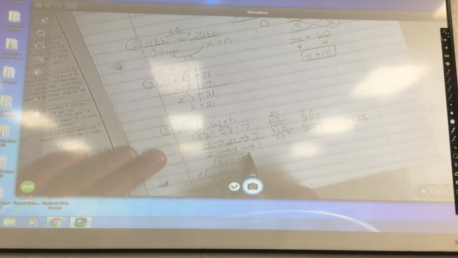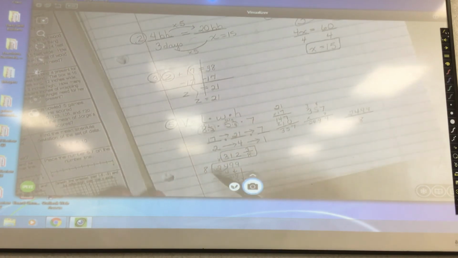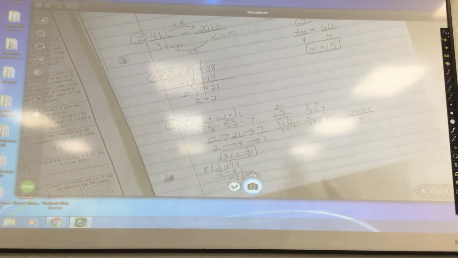Circle your answer, or put a box around your answer. So as you can see, there's a lot of work, and there is not enough room on the back. So I want to see the line paper to make it neat.